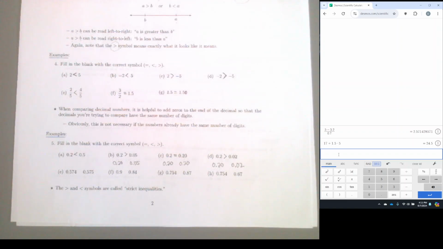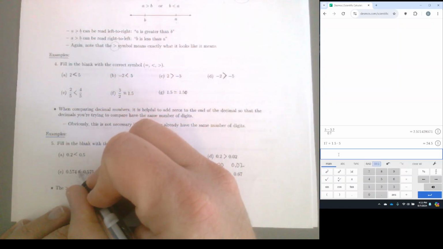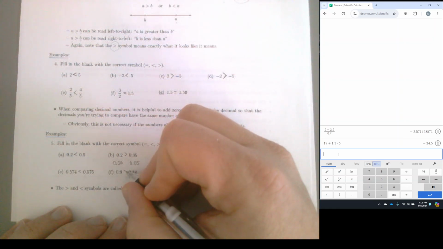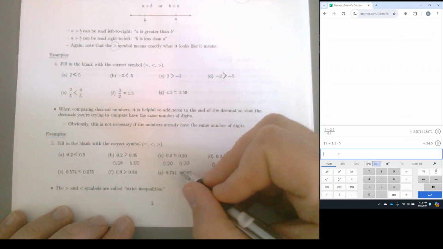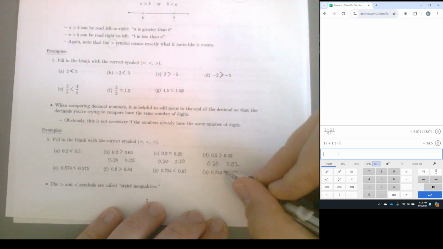Okay, here are my answers. 0.574 is less than 0.575. 0.9 is greater than 0.84. 0.754 is less than 0.87. But 0.754 is greater than 0.67. Okay, so this is how comparing decimal numbers worked.